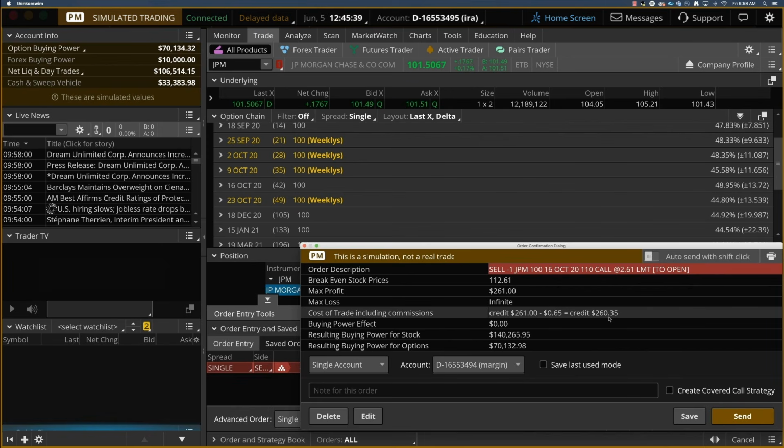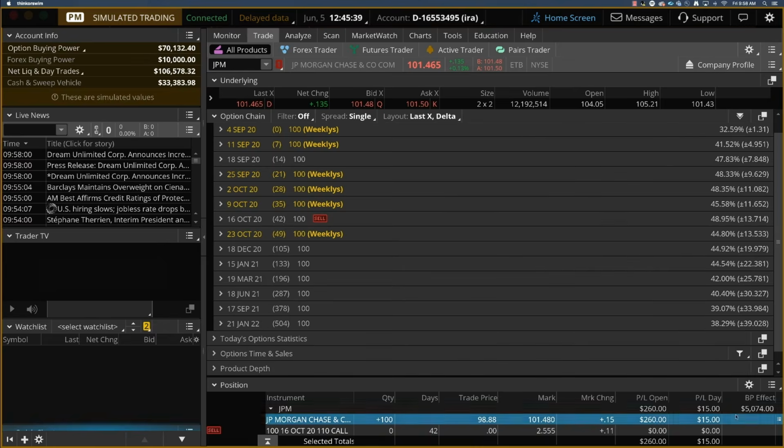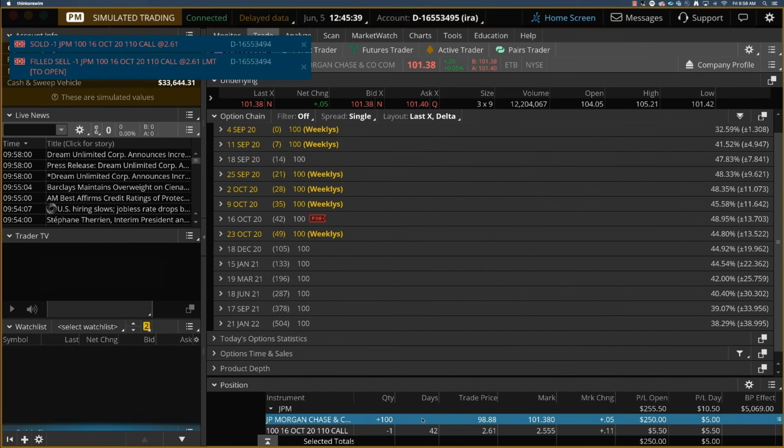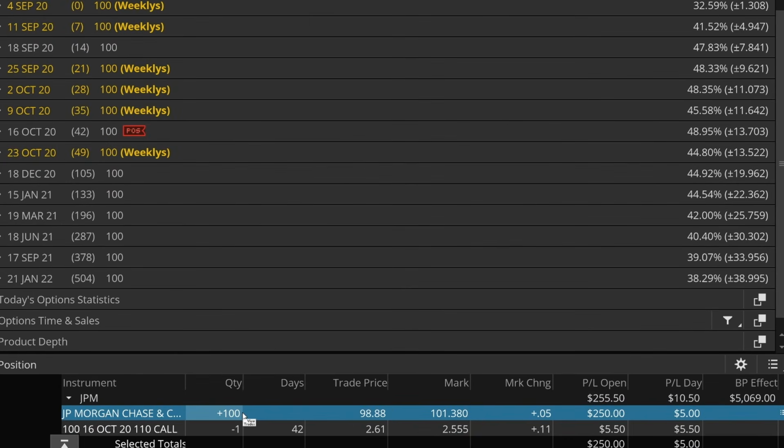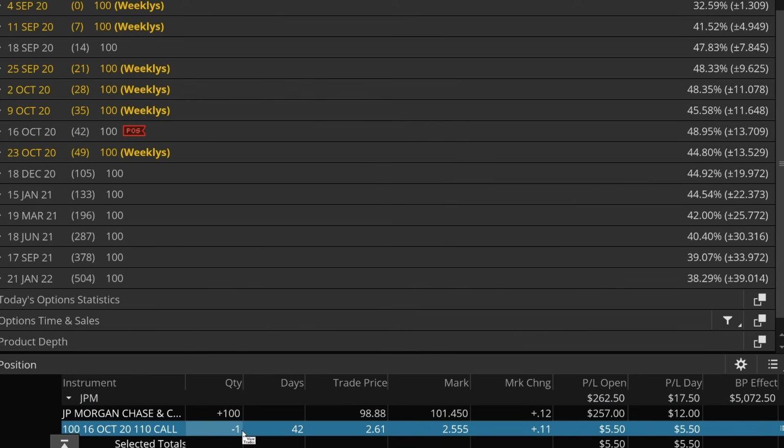If that's what the investor wants to do, they can now click on the send button. If the investor clicks on the send button, it's going to go out and try to sell that option. Now notice what's happening below. Remember, a covered call is two lines. The first line is the 100 shares of stock. The second row is really the call, which just filled, and it says -1.